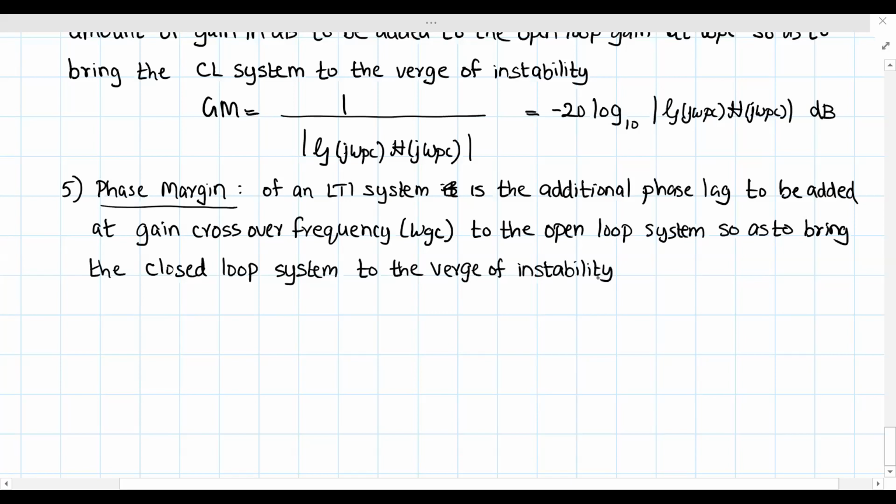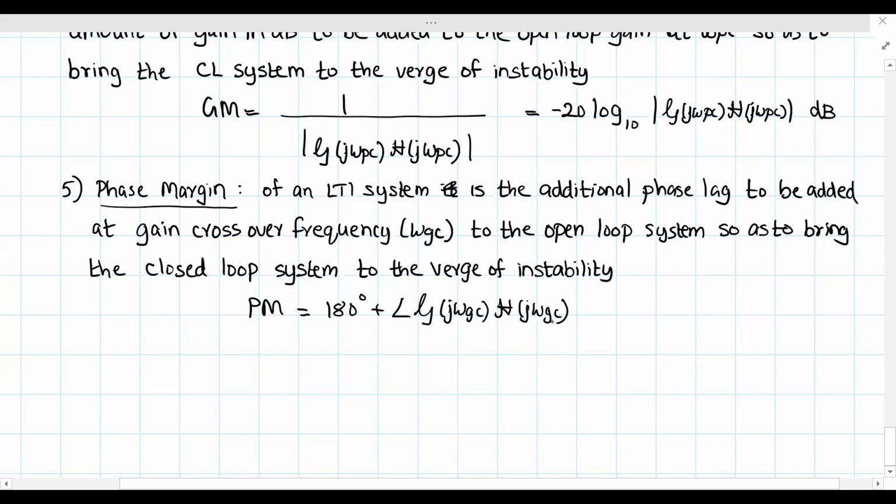Okay, so how much negative phase angle you can add to an open loop system before the closed loop system is brought to the verge of instability. That is what we mean by phase margin. So that is given by 180 degree plus angle G(j omega gc) H(j omega gc).